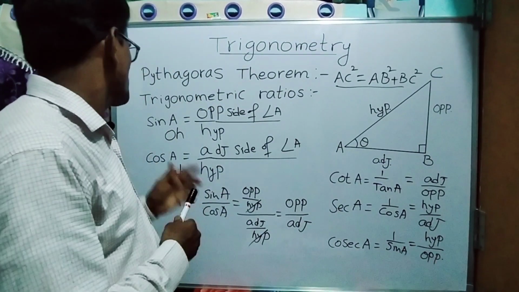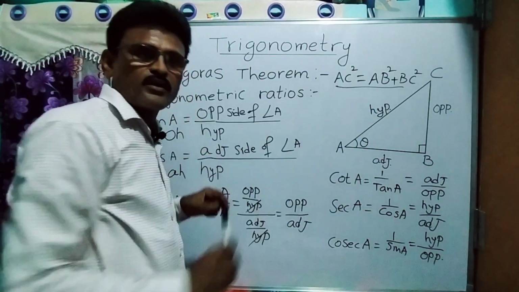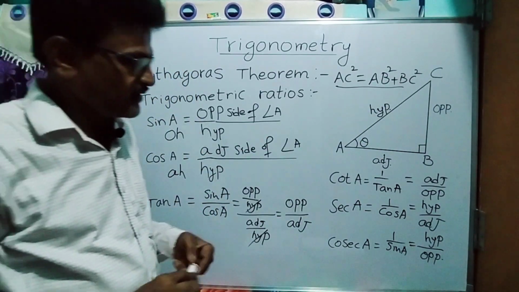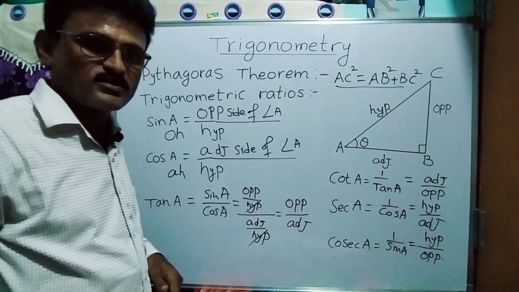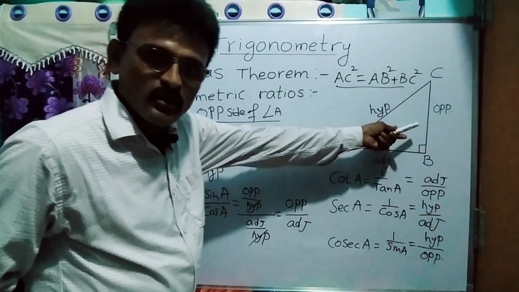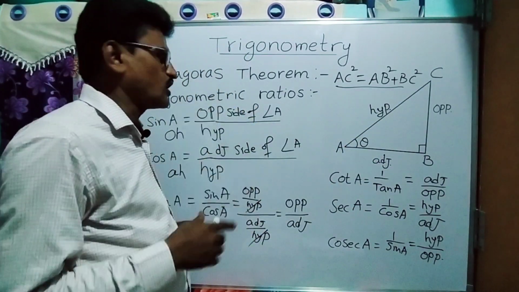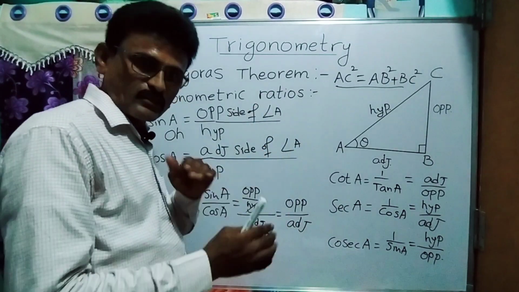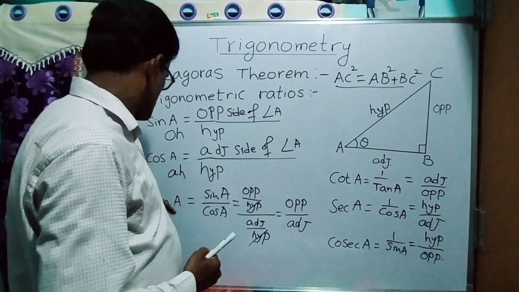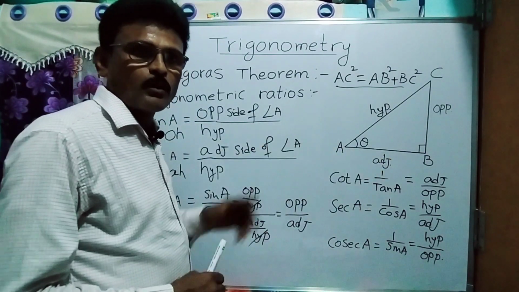See once again. What is sin A? Opposite by hypotenuse. What is cos A? Adjacent by hypotenuse. Next, what is tan A? Opposite by adjacent. You can remember that as sin by cos also. Okay. Now what is cot? Reciprocal of tan. Tan is opposite by adjacent. So cot is adjacent by opposite.